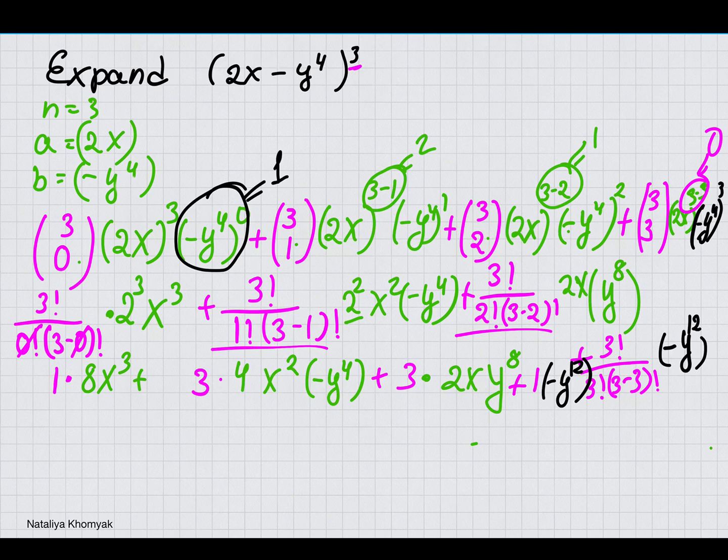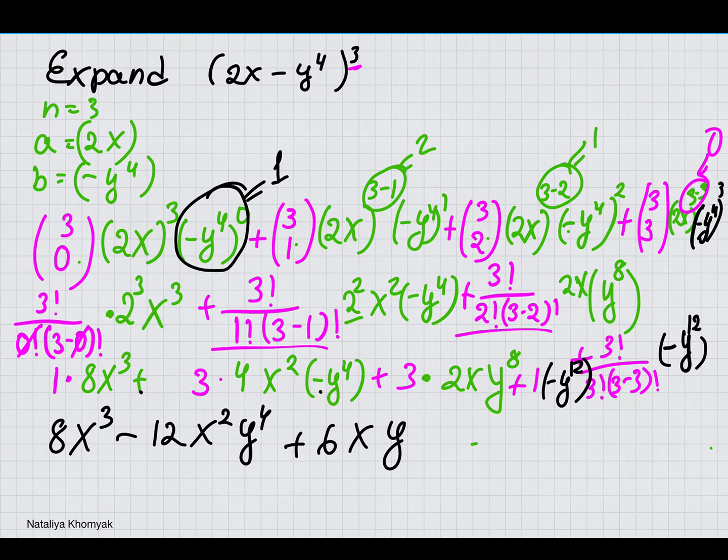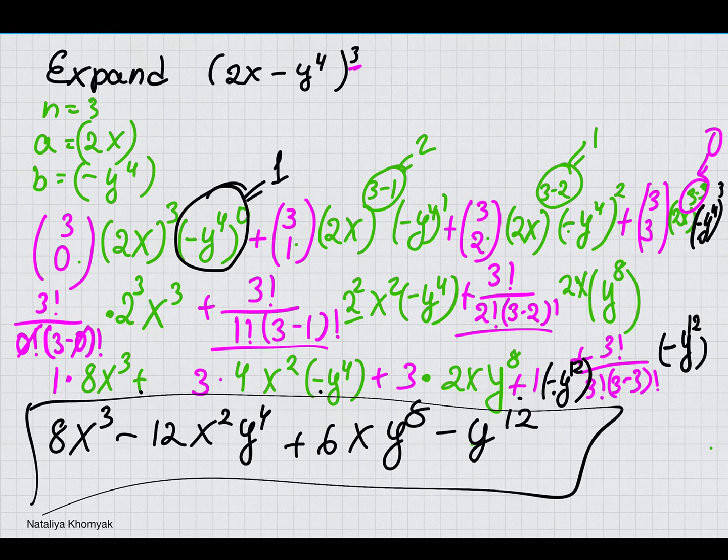And just a little bit more simplifying. We have 8x to the 3, minus 12x squared y to the 4, plus 6x y to the 8, minus y to the 12. And this is our solution.